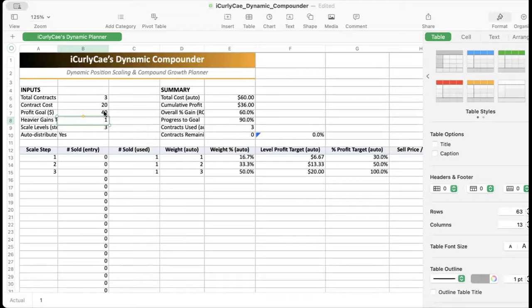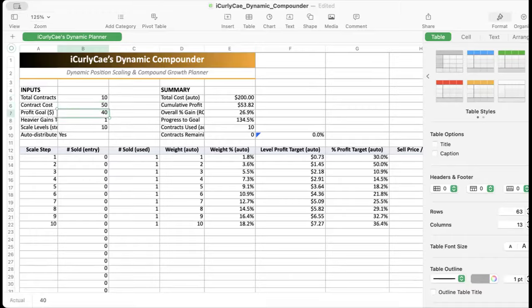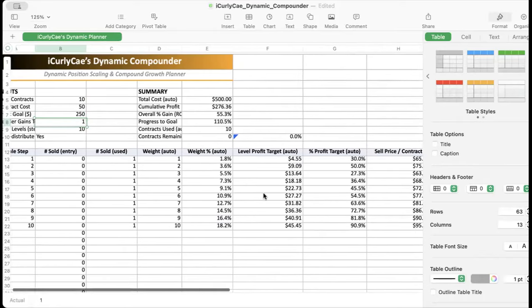Okay, you have $500. So now you have something that's going to cost you, I don't know, $50 a contract. So that means you could buy 10. Now you're at $500, and you say, all I really want today is $250 from the market. That's a good day for me. I made 50%. You put that in here and it's breaking down how you need to take profit.